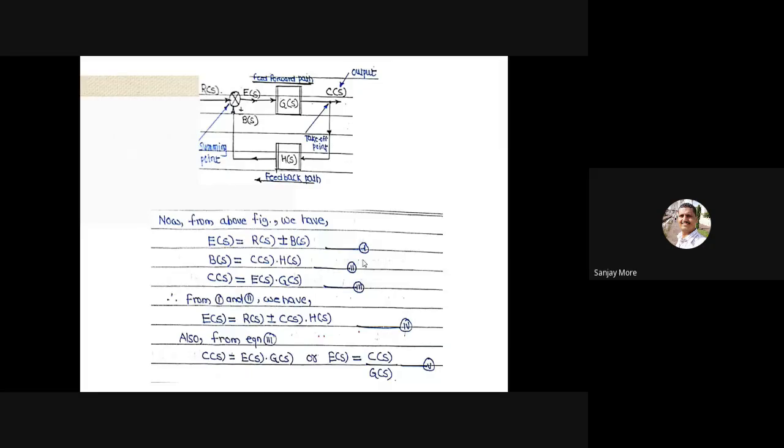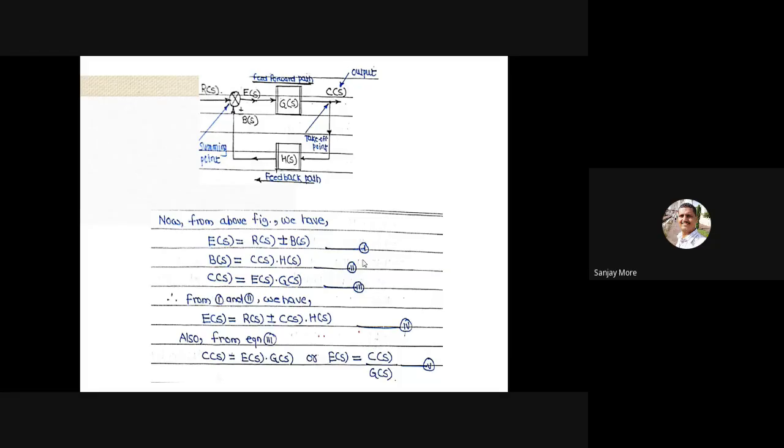Now from the figure we have E(S) equal to R(S) plus minus B(S). This is equation number 1. Write down, whenever I dictate, write down. Mathematical part is there. B(S) is equal to C(S) into H(S). Equation number 2. C(S) is equal to E(S) into G(S). Equation number 3.